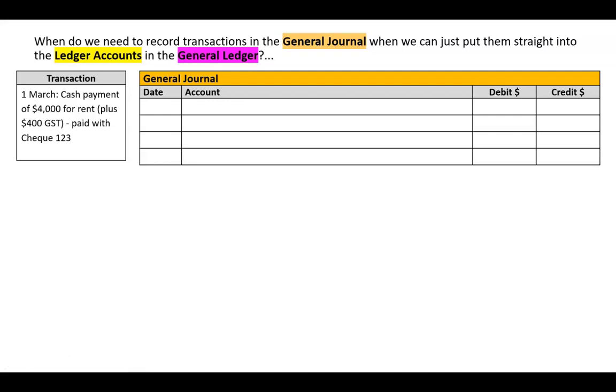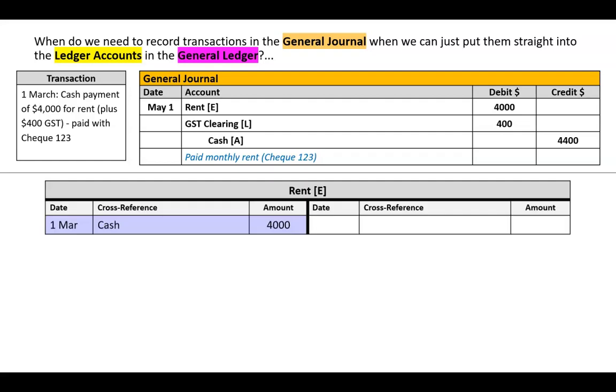So for example, on the 1st of March, if I had a cash payment of $4,000 for rent plus GST, paid with check 123, I'd go in, I'd put the date, I'd write account was rent debit 4,000. GST clearing was a liability going down, so that was a debit 400. And cash was an asset going down, that was a credit 4,400. I put the narration in. Why are we doing that?